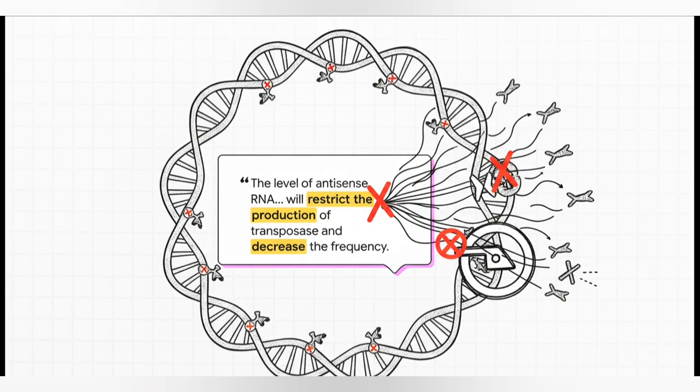And what's so elegant about that antisense RNA system is that it creates this perfect little feedback loop. The more copies of the Tn10 element you have in a cell, the more of this antisense RNA gets made, which in turn slams the brakes on any more jumping. It's a beautiful, self-regulating system that keeps the element from completely taking over its host.